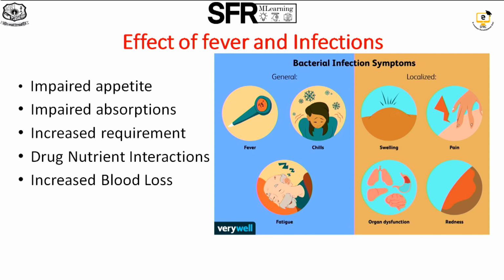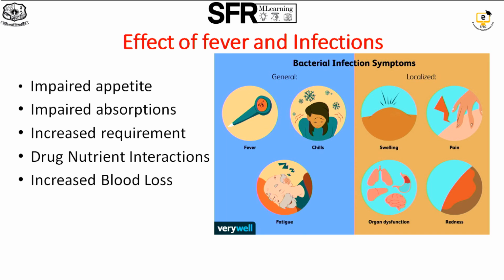So next one is drug and nutrient interaction. The primary task in caring for an infectious patient is to identify and eliminate the invading organism. Often physicians prescribe anti-infective agents. These drugs may alter the nutrient status. Nutrients may also interfere with drug effectiveness.